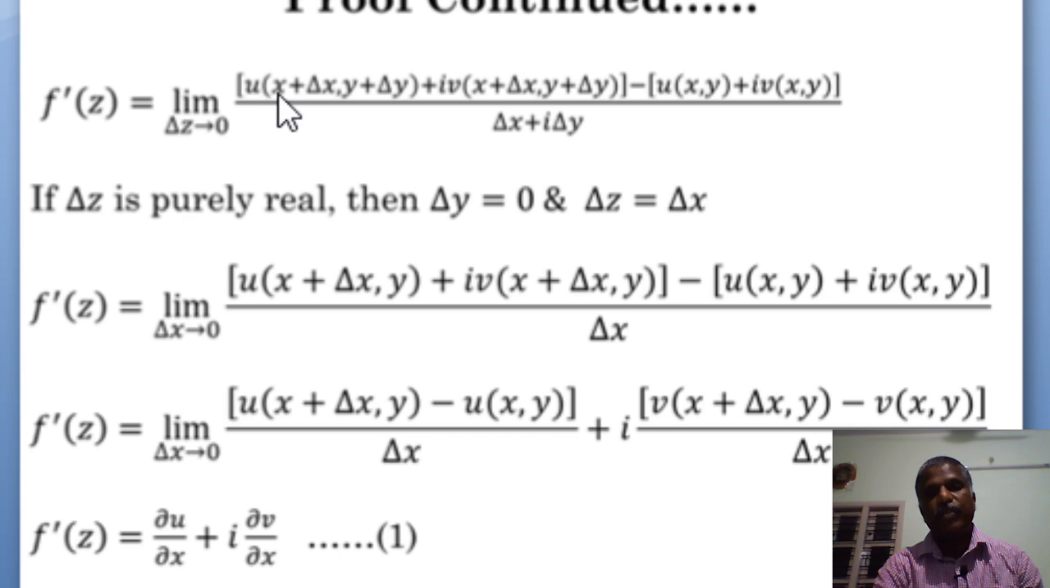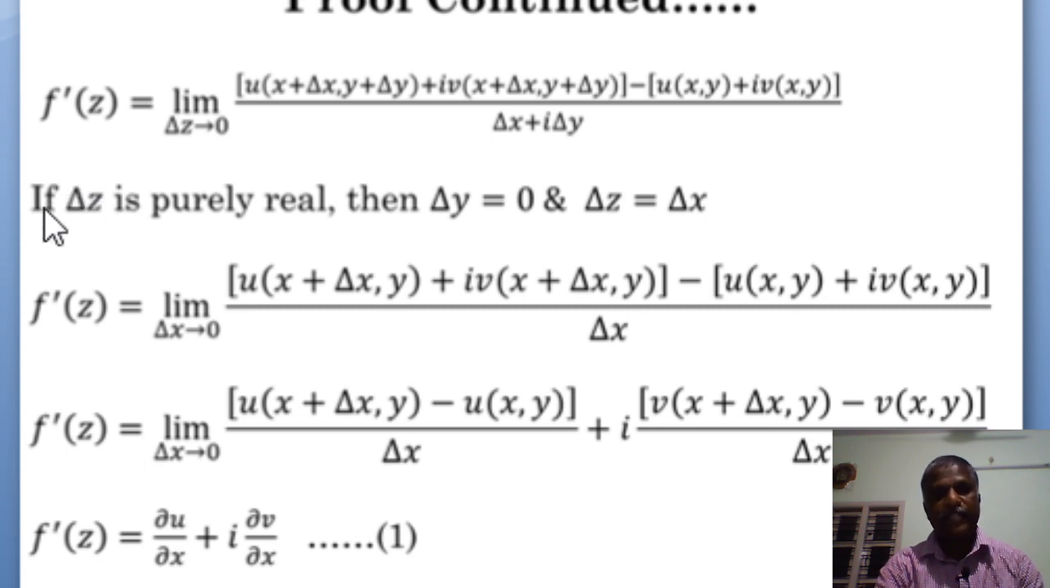So that is [u(x+Δx, y+Δy) + i·v(x+Δx, y+Δy)] minus f(z), that is [u(x,y) + i·v(x,y)], divided by Δx + iΔy. So here we take the limit as Δz tends to 0. Δz tends to 0 means Δx tends to 0 and Δy also tends to 0. So here we consider two cases.